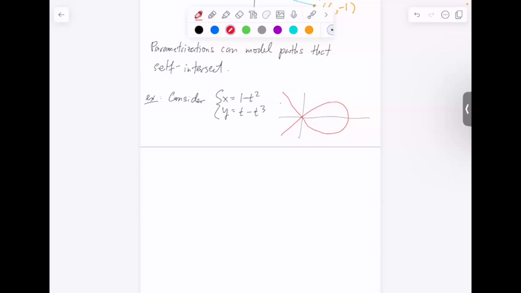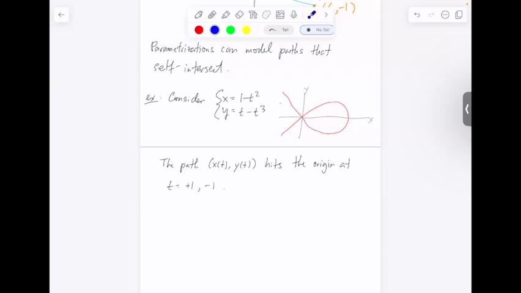Now that I claim this is what the graph looks like, it looks like it hits the origin twice. So at what times does this path hit the origin? The path x of t, y of t, hits the origin at what times? Remember, x has to be equal to 0 and y has to be equal to 0. So what are the possibilities for x equals 0 in this case? Right, t could be plus 1 or minus 1.